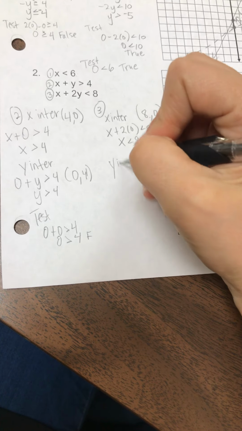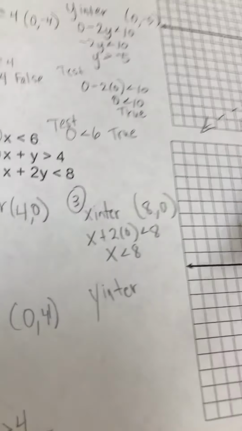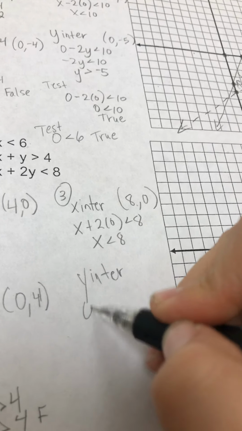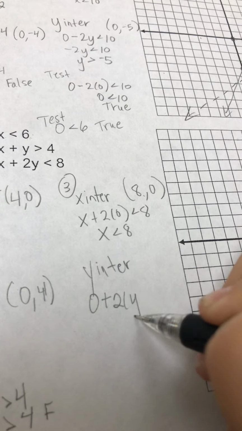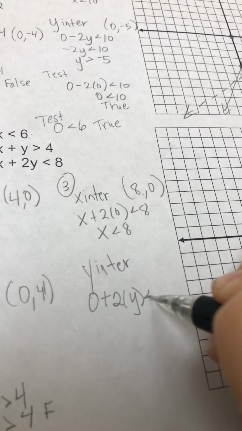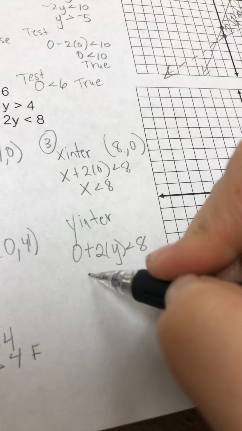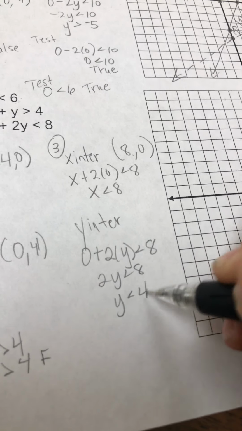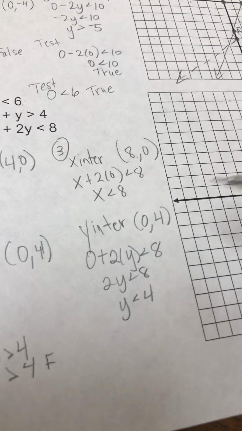Now your y-intercept. Sorry, my paper keeps moving. Your y-intercept is going to be 0 plus 2 times y less than 8. So now you've got 2y is less than 8, and you've got y is less than 4. So your y-intercept is 0, 4.